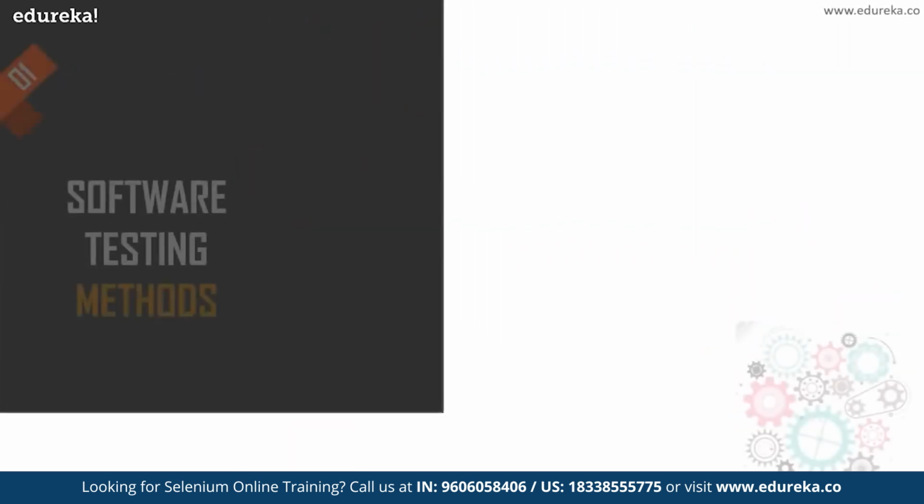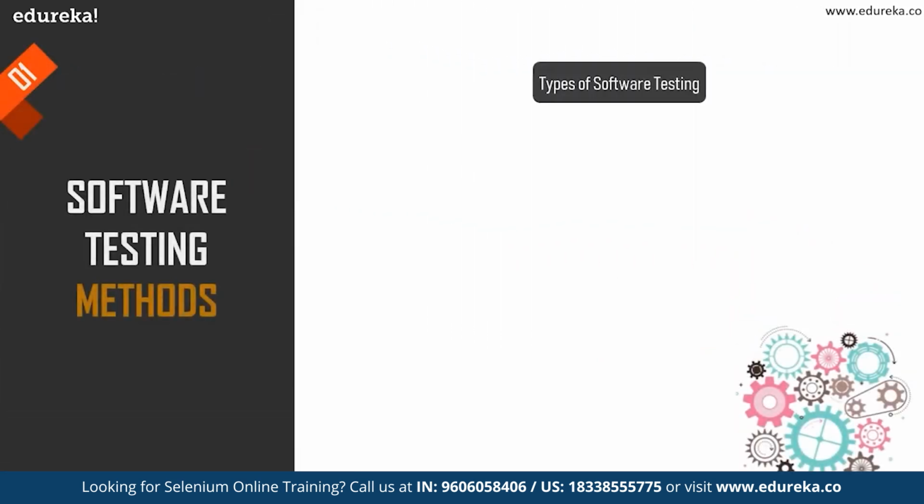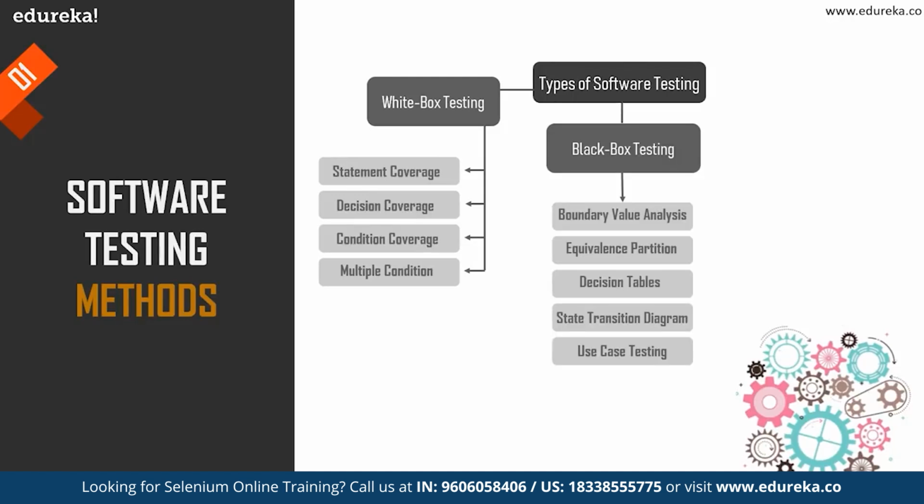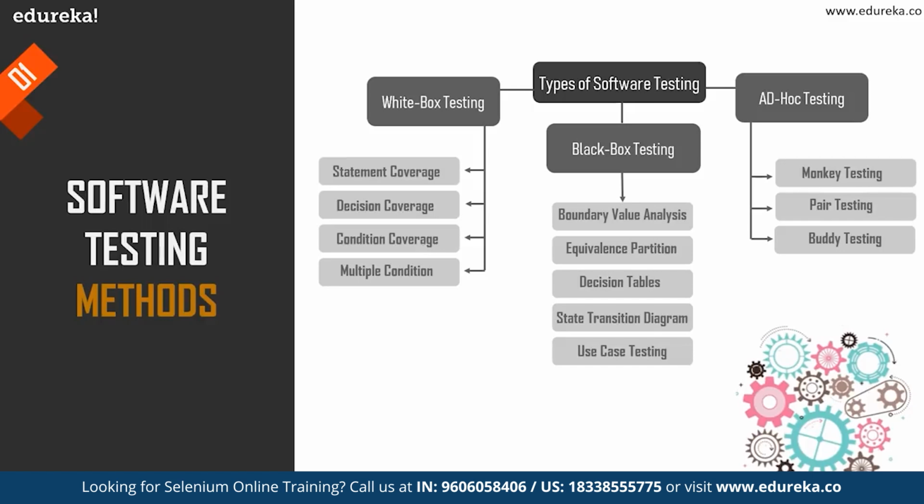So each of these methods that we discussed just now, I mean white box, black box, and ad hoc testing, have multiple techniques coming under these categories. For example, under white box, you have statement coverage, decision coverage, condition coverage, and multiple condition coverage. For black box testing, you have decision tables, use case testing, state transition diagram, BVA, which is nothing but boundary value analysis, and equivalence partitioning. Under ad hoc testing, we have pair testing, monkey testing, buddy testing, and much more.